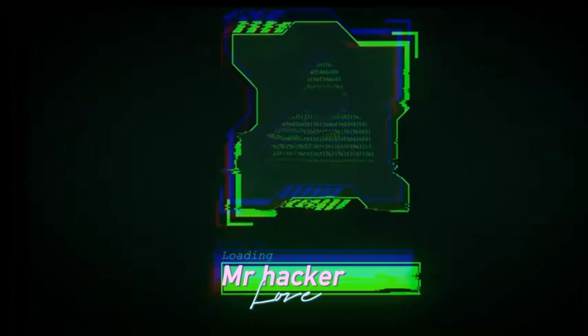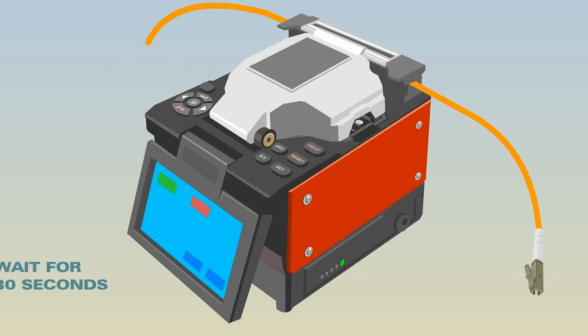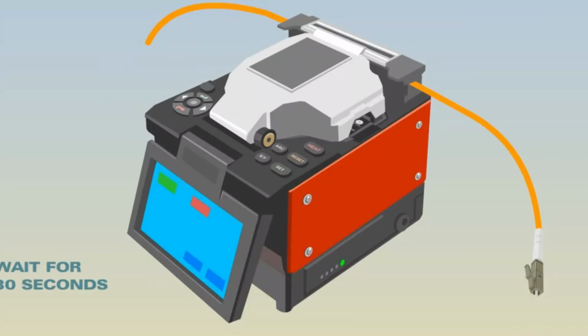We are going to learn about using a fiber optic splicer machine. 1. Preparation, safety gear. Wear safety glasses and gloves to protect yourself from glass shards and other debris. Clean workspace. Ensure your work area is clean and free from dust and contaminants.